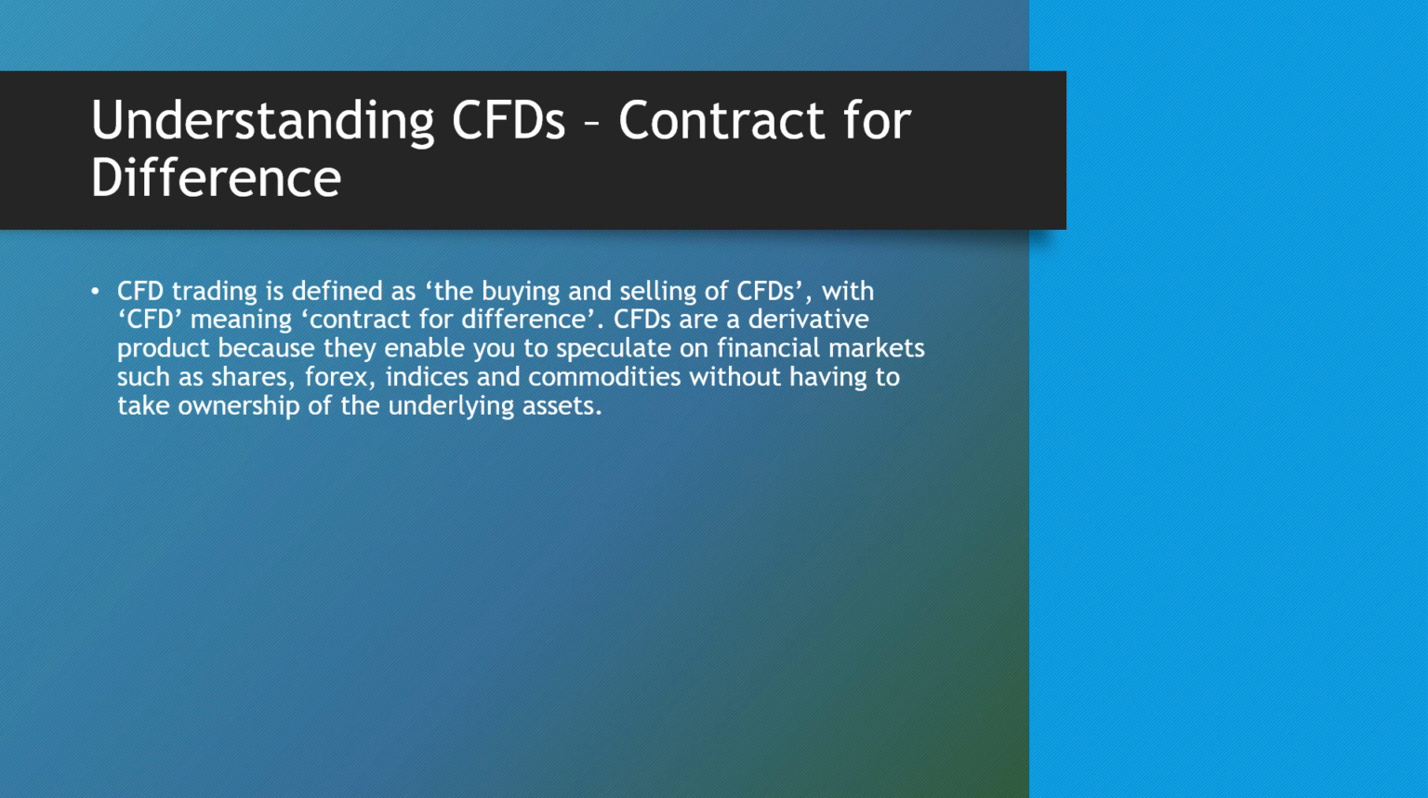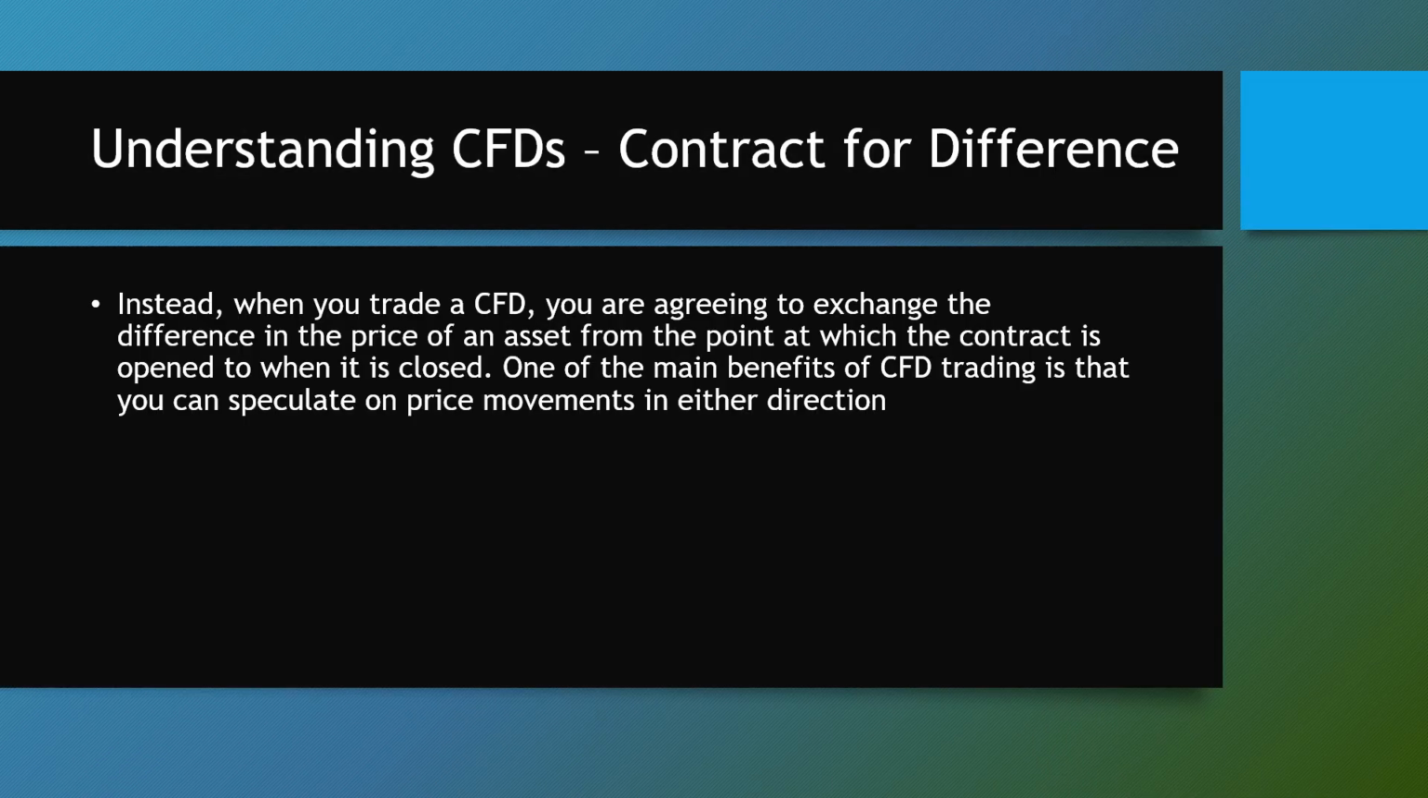CFD trading is defined as the buying and selling of CFDs, with CFD meaning contract for difference. CFDs are a derivative product because they enable you to speculate on financial markets such as shares, forex, indices, commodities, ETFs, bonds, and cryptocurrencies without having to take ownership of the underlying asset. And this is one of the reasons I put it first, because regardless of how you want to trade or what you want to learn, we have to understand how we trade or speculate in these assets. And there's many ways that you can speculate. And like I said, we're going to go over each different way.